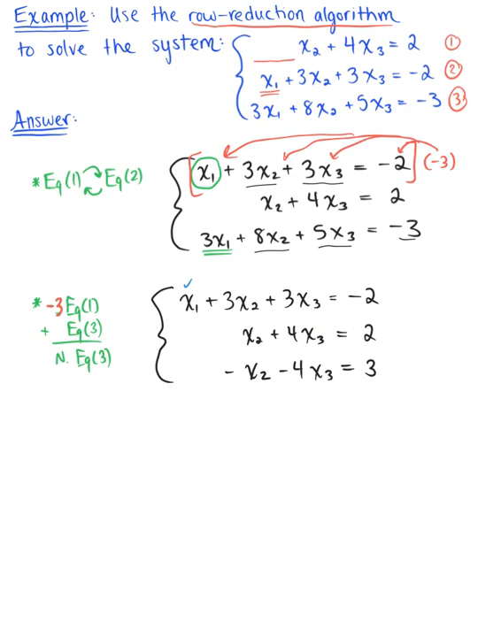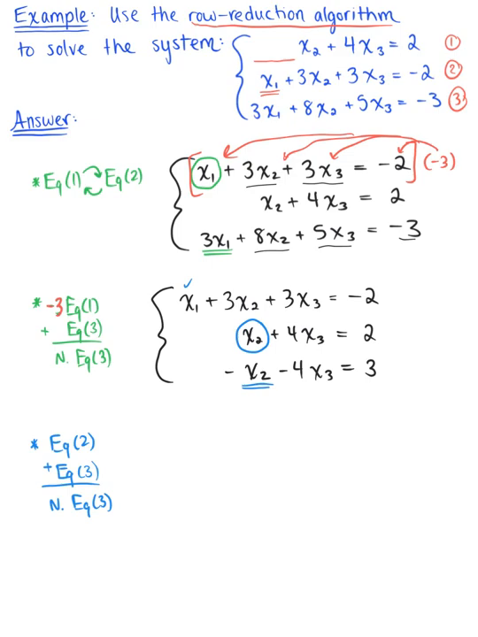When we move to the second equation, this is our second pivot position, and we want to use this x sub 2 in equation 2 to eliminate the x sub 2 below it. So this one's nice and easy for us. We can simply add those two equations together. So we're going to take equation 2 and add it to equation 3, and this will allow us to attain the new equation 3.